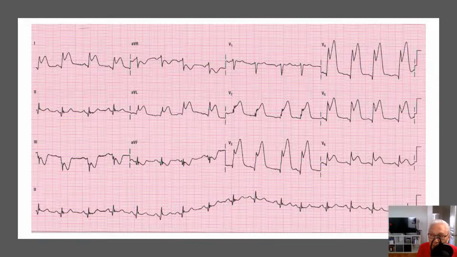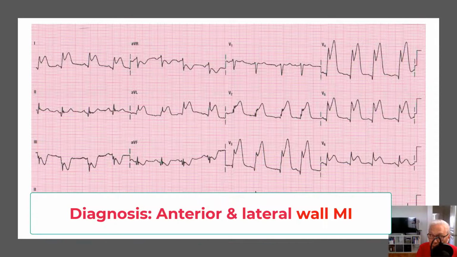So in summary, we have ST elevations in 1, AVL, V5 and V6, which is the lateral portion of the heart. In addition, we have ST elevation in V3 and V4, which is the anterior portion of the heart. And despite the fact that we have ST elevation in V2, we cannot claim that this patient has a septal wall MI simply because V1 is normal.